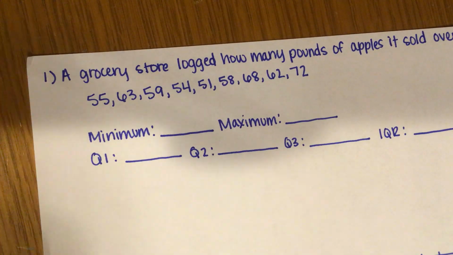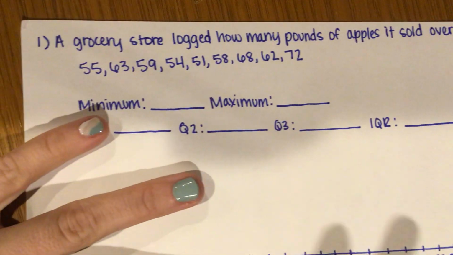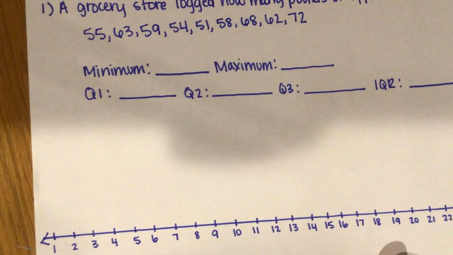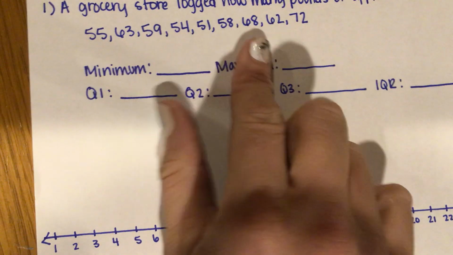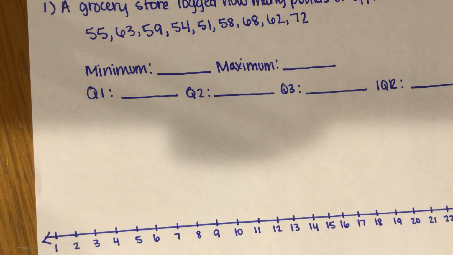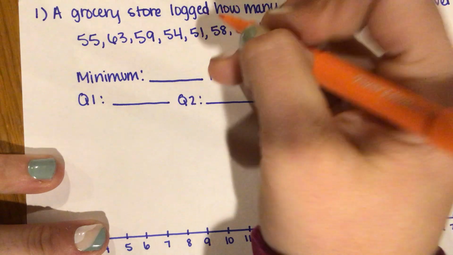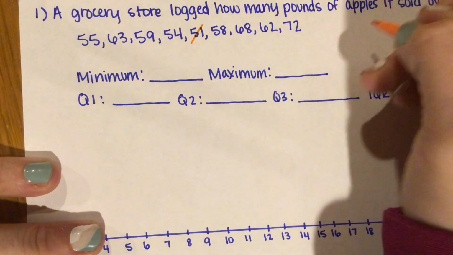Okay, number 1. A grocery store logged how many pounds of apples it sold over 9 days. And then we're given the data. Okay, we need to come up with the information for the summary of the data in order to make the box plot. Again, in order to do this, we are going to need to rearrange the numbers from least to greatest. Okay, so my lowest number looks like it's 51.